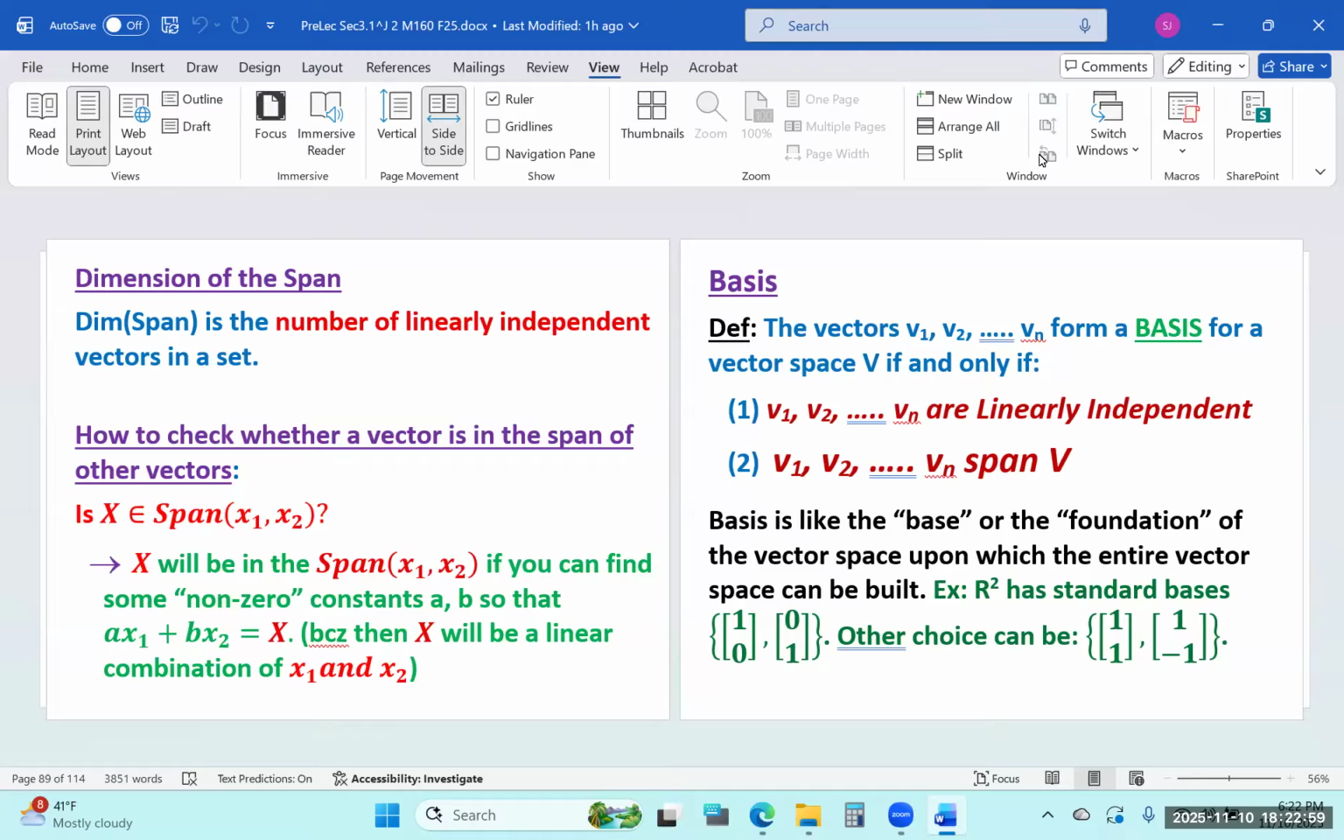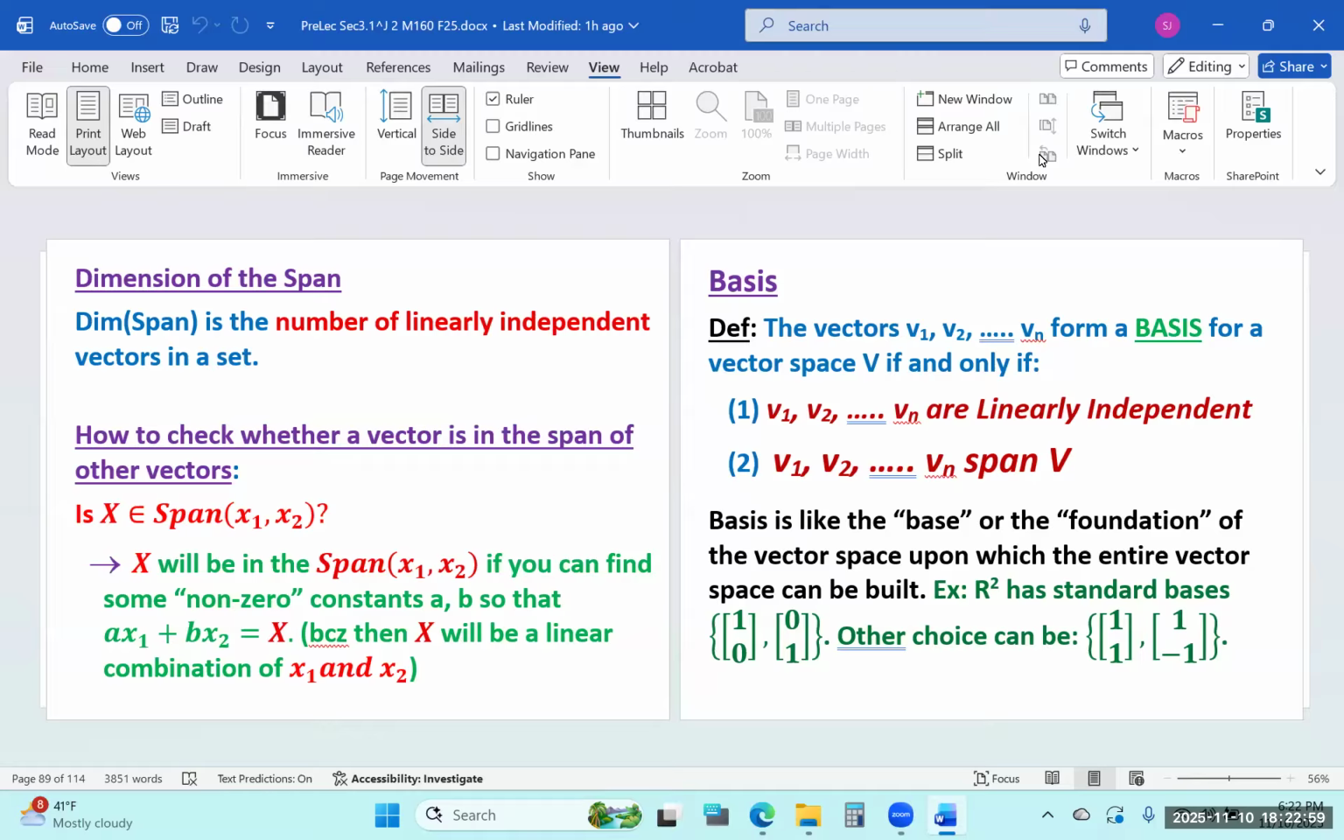The informal definition is that the basis is like the base or the foundation of your vector space. Those two, or however many vectors you have in your basis, will create your entire vector space. And they are not unique. A vector space may have infinitely many bases. But whatever you have, those are the important foundation for your vector space.